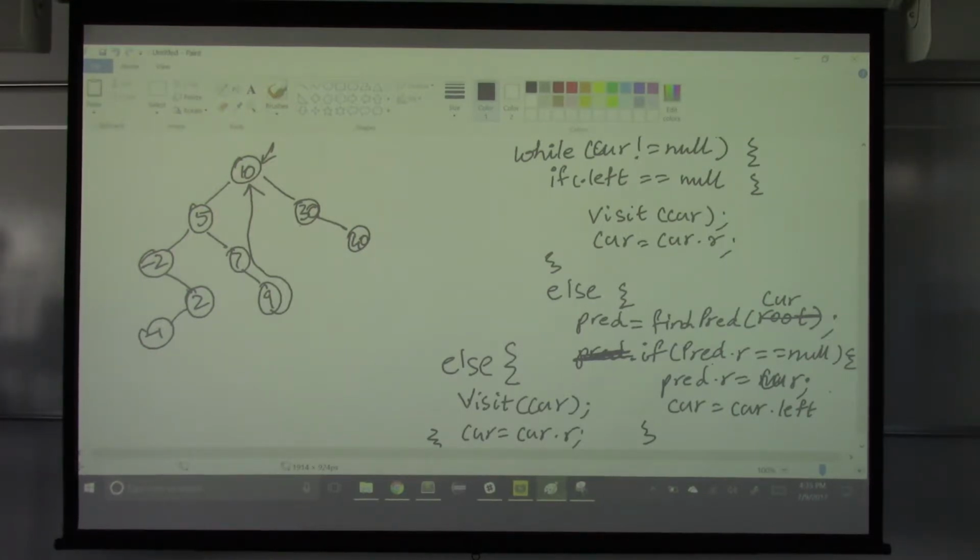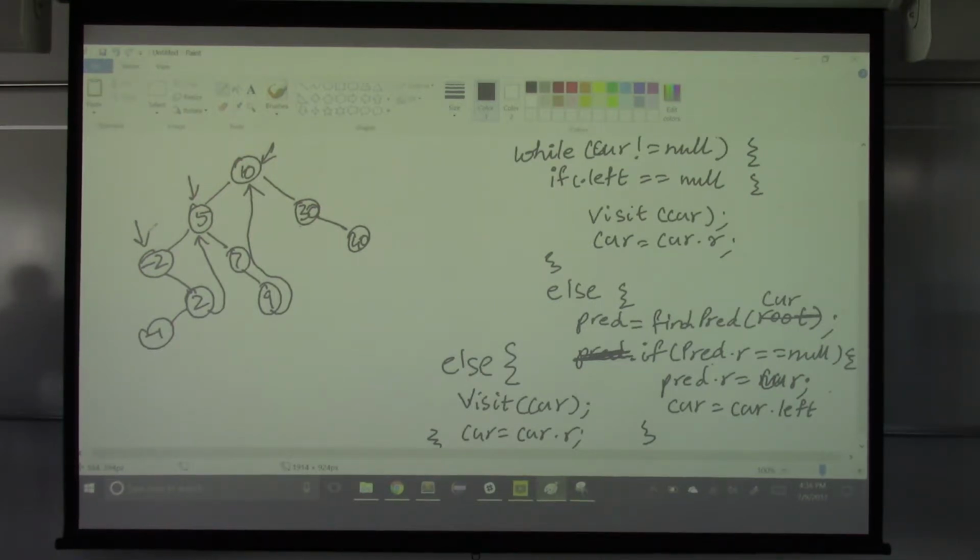Okay, and since I did the wiring, what do I need to do? Go left. Look at the code. So I just go left. Right now current is this guy. Okay, does 5 have a left? So I find the predecessor and then I do the wiring, and then I go left. Does -2 have a left? No, so at that point I visit.